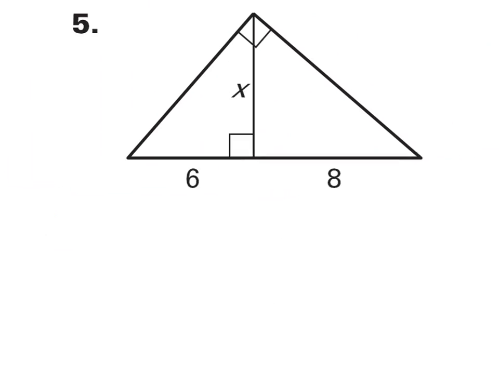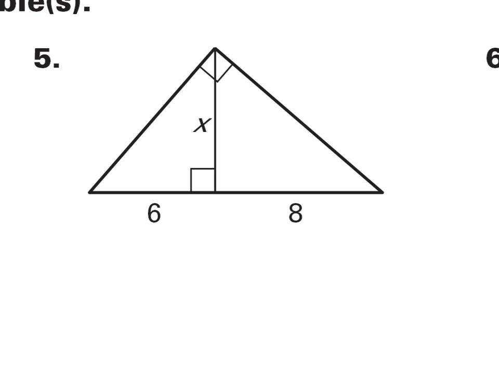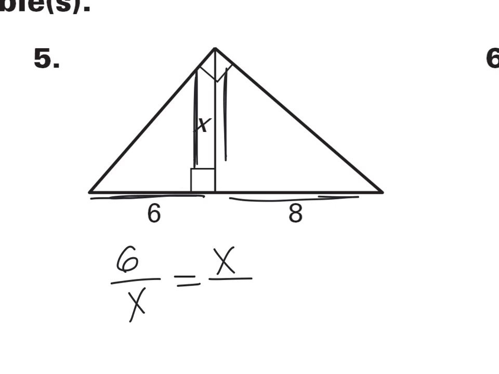Let's look at number 5. In number 5, am I using the altitude? Yes, I am. So I must use that first corollary. That first corollary says that the first segment of my hypotenuse corresponds to the leg in the same way that that leg corresponds to the other segment in my hypotenuse. And now I can go through and solve this.